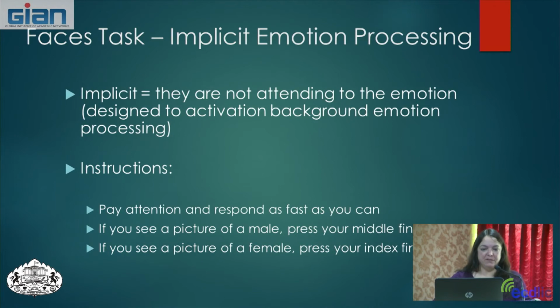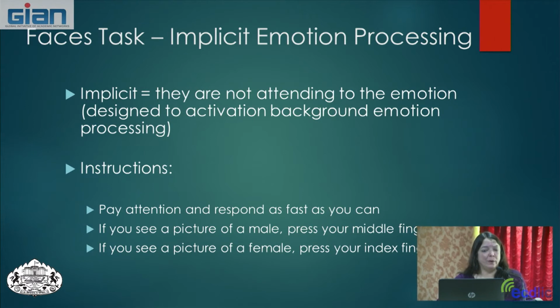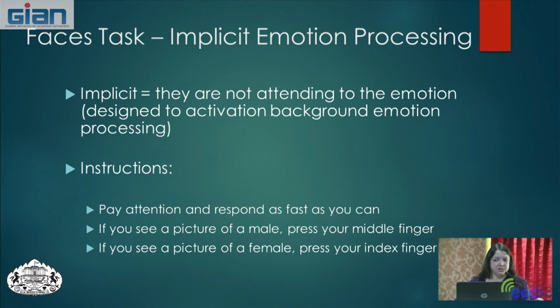Okay, so now we're going to move on to the FACES task, and this is an implicit emotion processing. That means that we're looking at a process that they are not attending to. They're not attending to the emotion in this process, they're attending to something else. When we do this, we're trying to look at the background emotional processing that goes on in the brain. So the instructions that we give them are: pay attention to what you see and respond as quickly as possible. If you see a picture of a male, you press your middle finger. If you see a picture of a female, you press your index finger. So what they're attending to here is gender, not the emotions.